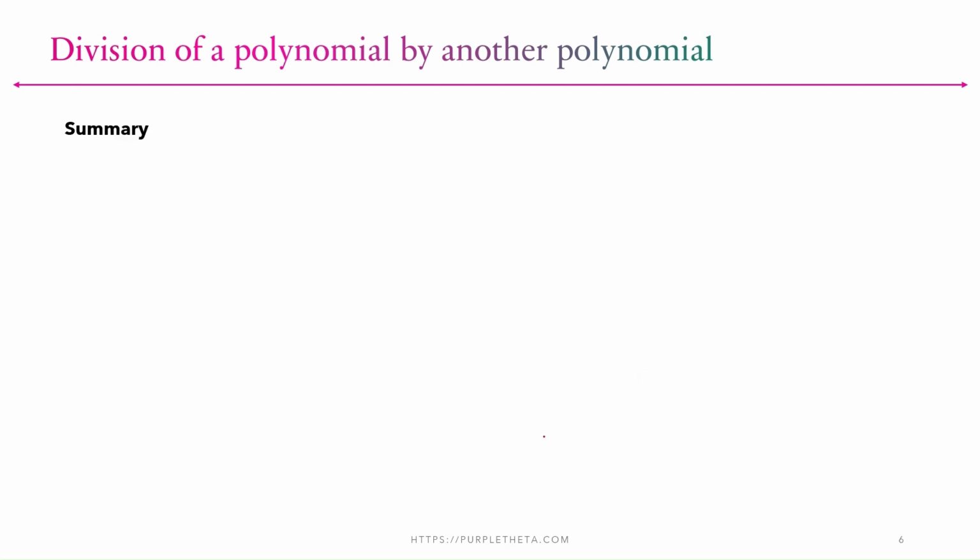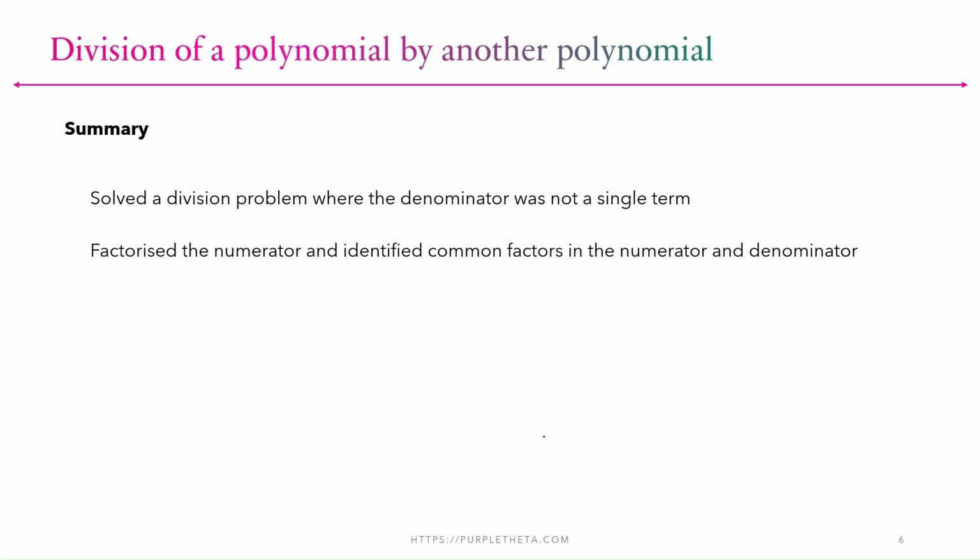Okay, let us summarize what we have seen in this video. In this video, we solved a division problem where the denominator was not a single term, right? We factorized the numerator and identified common factors in the numerator and denominator. Then we cancelled the common factors to get the final answer, right?